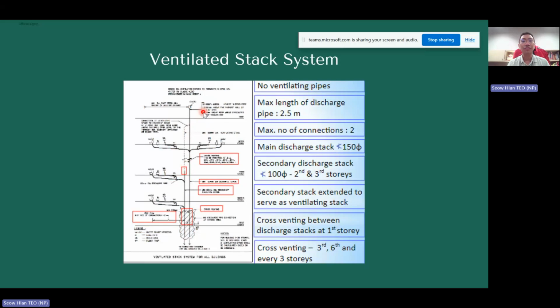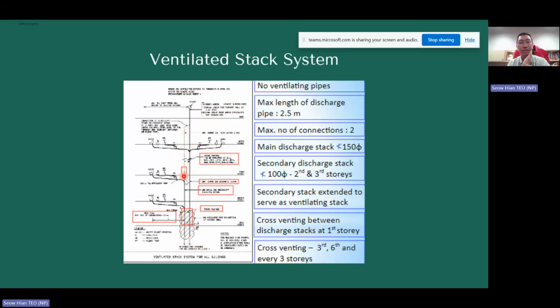Ventilation stack, as the name says, it actually has ventilation. So the maximum length is still about 2.5, and the number of connections is 2, right? And then it goes down. You can see that there is something standing on top here, right? So very similar, except that there is a ventilated stack.